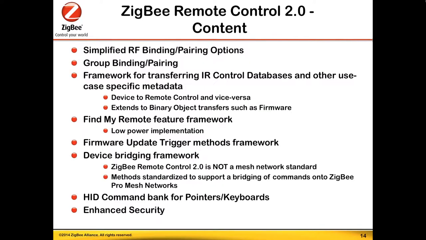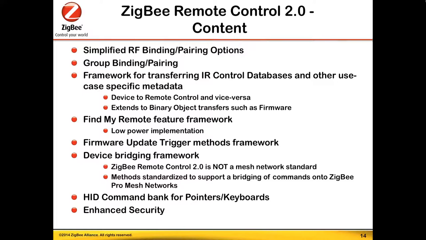In terms of content, the subject matter experts that are going to follow me are going to get much more in depth on these details, but to just provide an overall picture, ZigBee Remote Control 2.0 includes a simplified RF binding and pairing option, activities and methods, group binding and pairing, so from one to many, many to one, framework for transferring both IR control information, both databases and individual commands across from one device to another device, and other use case specific metadata transfers from the device to the control and back and forth.